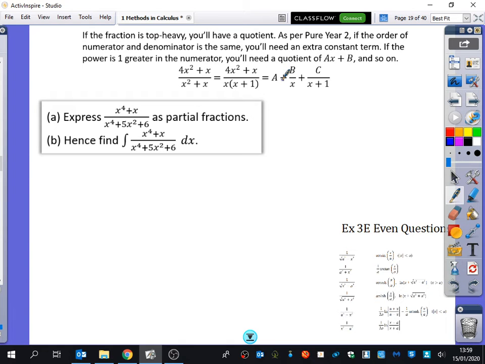As per pure year 2, if the order of the numerator and the denominator is the same, you'll need an extra constant term. If the power is 1 greater than the numerator, you'll need a quotient of ax plus b and so on. Here, because the powers are the same as each other, you're only going to have an a at the beginning. If the powers were different, where maybe it said 4x cubed plus x over x cubed plus x, you would need an ax plus b as the quotient part of it.